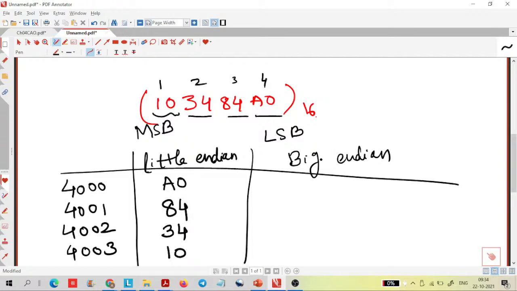Then what about big endian? 34. Yes, 34 and 10. What about big endian? 10. 10 is the most significant byte, which is stored in the lowest address. So this is our lowest address. 10, then 34, 84 and A0. Okay, so this is about little endian and big endian.